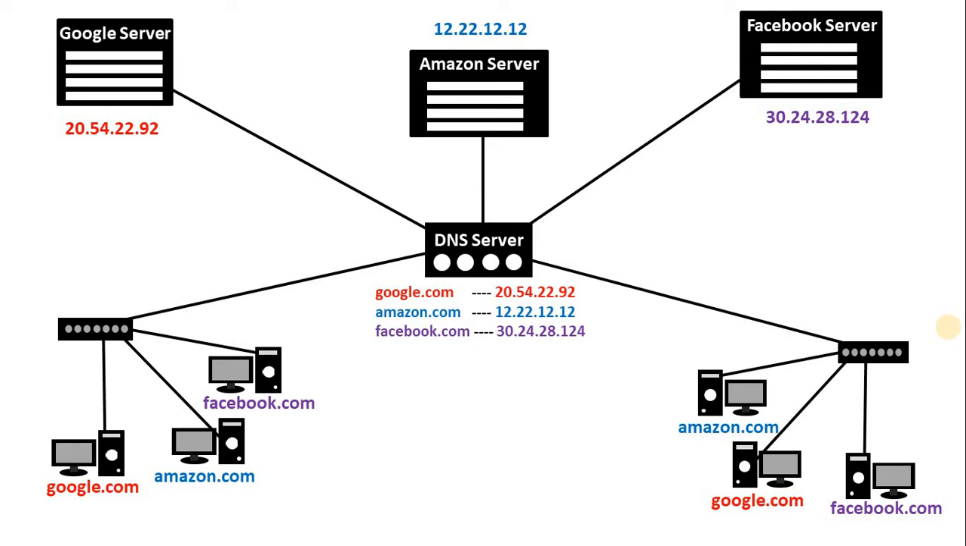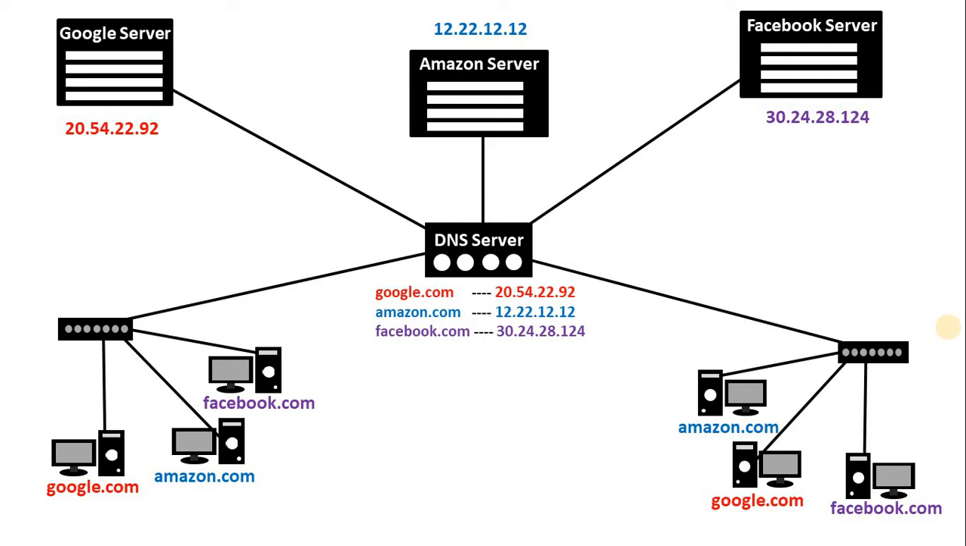So what does DNS do? DNS maps a particular IP address to a unique domain name so that human beings can remember the domain name, and when a human being tries to access that particular server through the domain name, the DNS server plays its role. The DNS server consists of a database. That database consists of the IP addresses of those servers and their associated domain names.